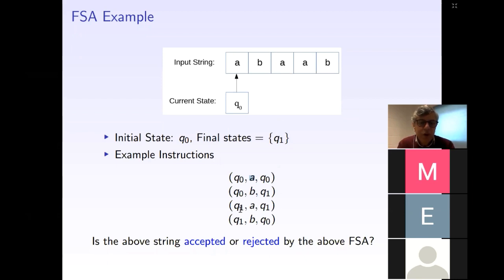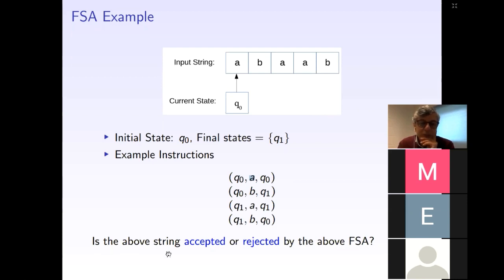Then it says if you are in Q1, which I'm in at the moment, and you receive symbol A, which is this symbol, I will go to Q1. So here the state would be Q1, because I'm in Q1, I receive A, then I would be in Q1. I'm in Q1, receive A, and I will go to Q1 again. And then when I'm in Q1 and I receive B, I will go to Q0.